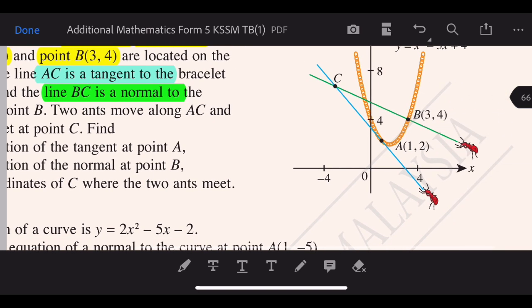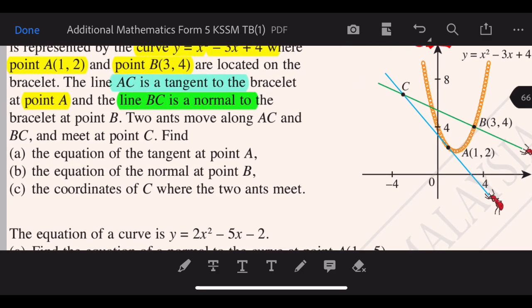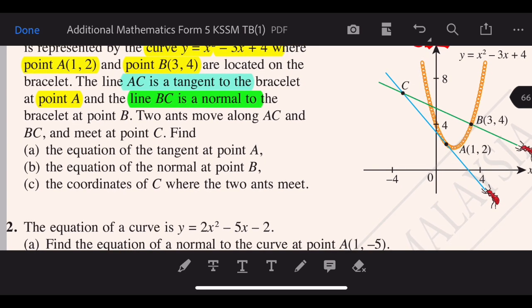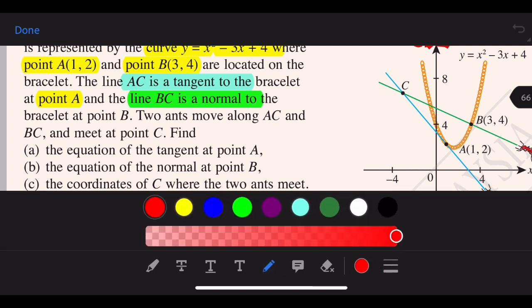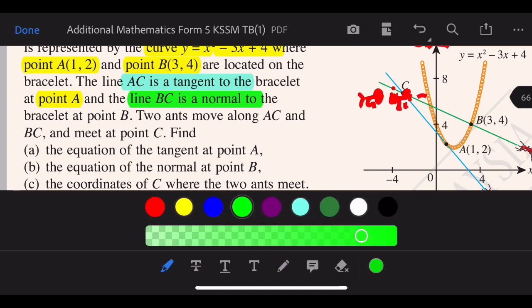Alright, so now there are two ends. Can you see there are two ends there? The two ends move. Now we study the movement of the ends along the line AC. So that means the ends are using the blue line and the green line. One is the tangent and one is the normal. It's moving along the AC and BC, and they meet at point C. This is a story, so that's why we call it horse. So the two ends meet here at the point C.